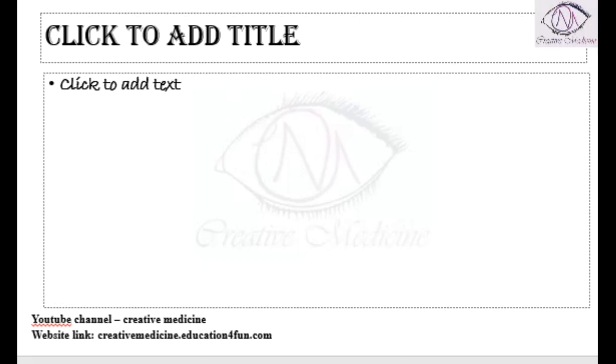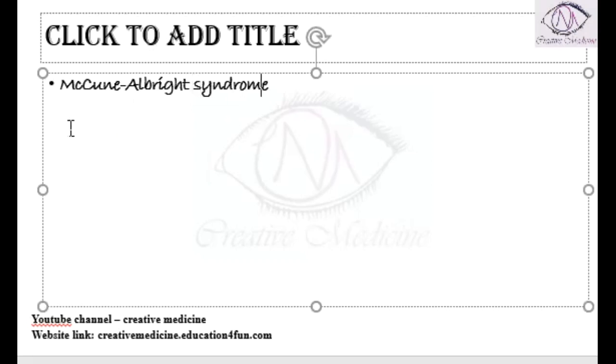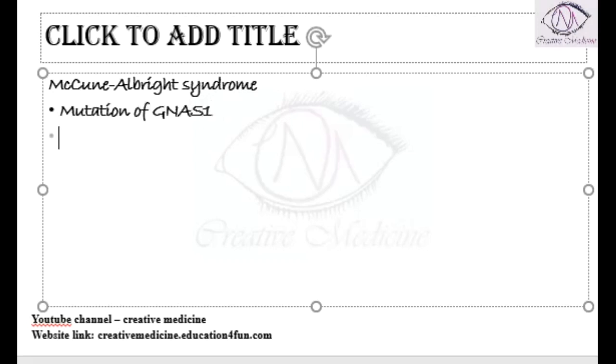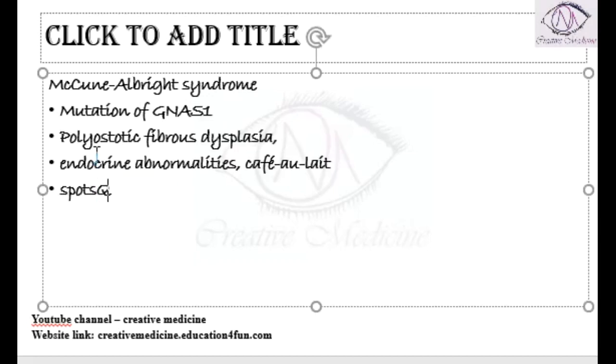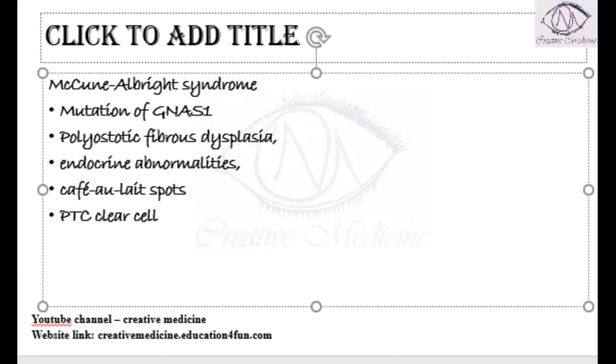The last syndrome associated with thyroid cancer is McCune-Albright syndrome. This syndrome mainly occurs due to mutation of the GNAS1 gene. In McCune-Albright syndrome, the patient presents with polyostotic fibrous dysplasia with endocrine abnormalities, and also café-au-lait spots. Coming to the thyroid abnormality, the patient presents with papillary carcinoma of the thyroid, especially the clear cell type of papillary carcinoma.